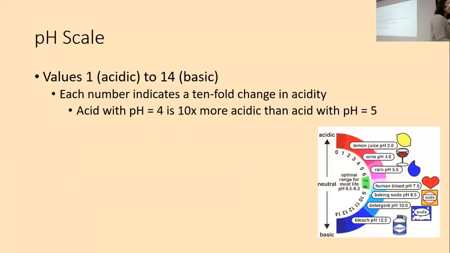All right? The scale, 7 being neutral, runs from a pH of 1, most acidic, to 14, most basic.